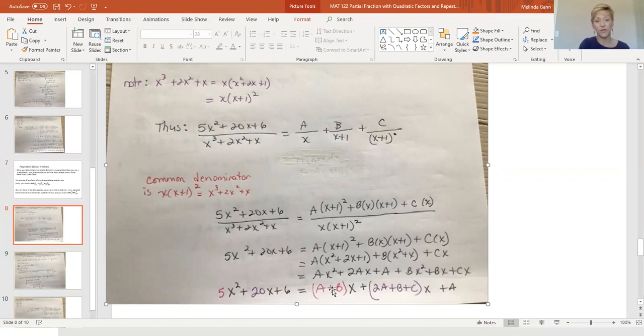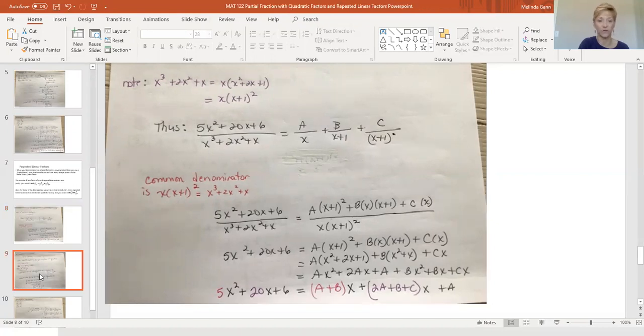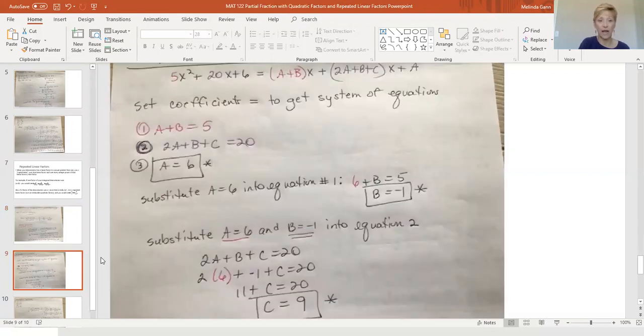So remember what I'm going to do on this next slide is I'm going to set A plus B equal to my 5. And then 2A plus B plus C is going to be this 20 over here, this coefficient. And then A is 6. So I've already got A solved. I already know that A is 6. And then there's the first two equations I kind of talked you through.